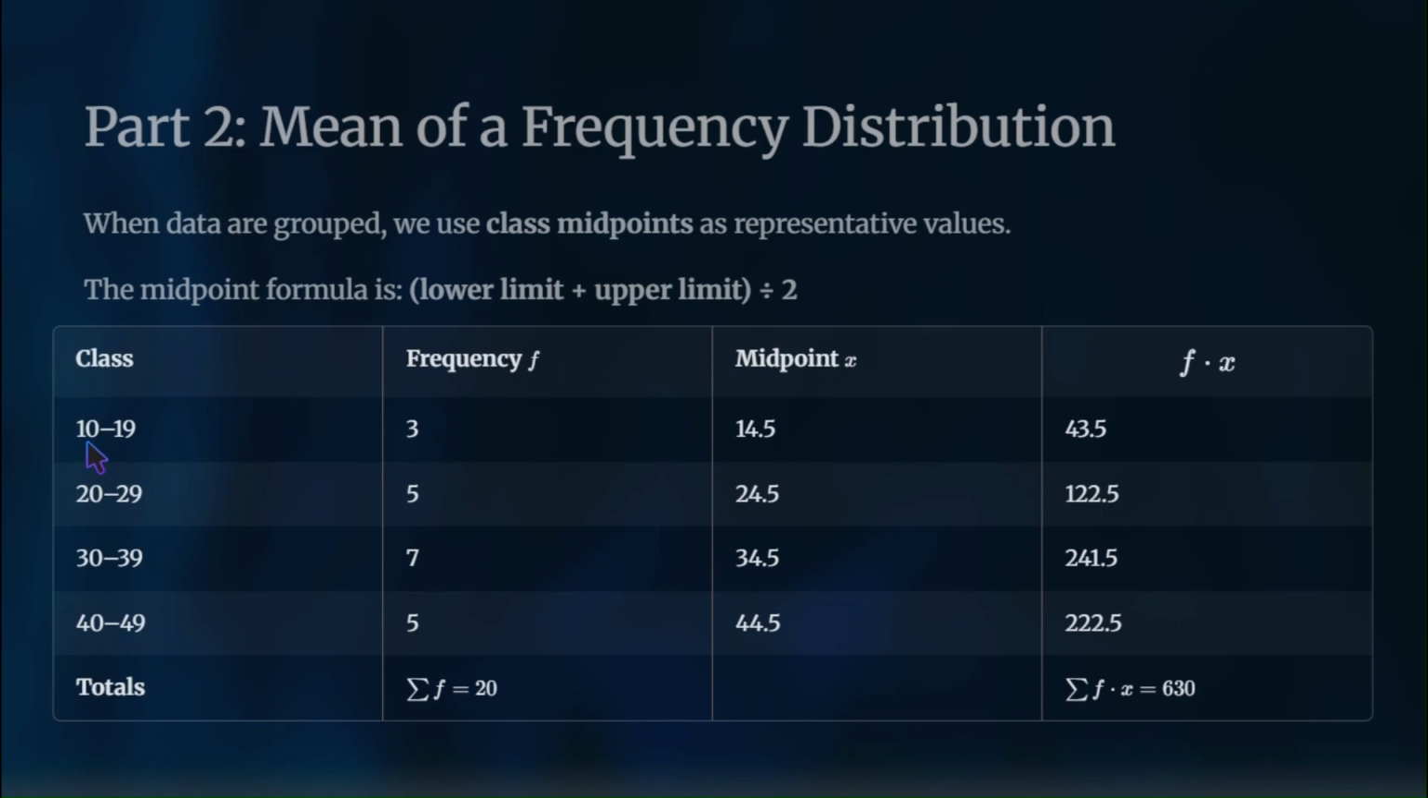So that will be the lower class limit plus the upper class limit divided by 2. So 10 plus 19 divided by 2 is 14.5. 20 plus 29 divided by 2 is 24.5.